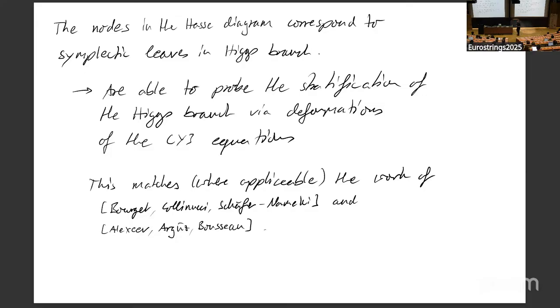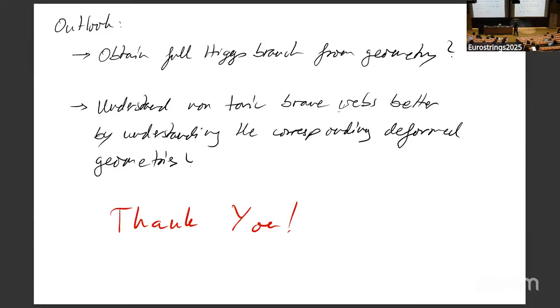But well, we don't get quite there, but we at least understand the singular structure. And so the things we did match, and are applicable with, the work of Bourget, Collinucci, and Stefanameki, and also Alexeyev, Argus, and Bousseau, just for those that know these things. And yes, I'll get to my outlook. I think it's time. So how do we obtain the full Higgs branch from geometry? Still an open question, but hopefully we can make progress.